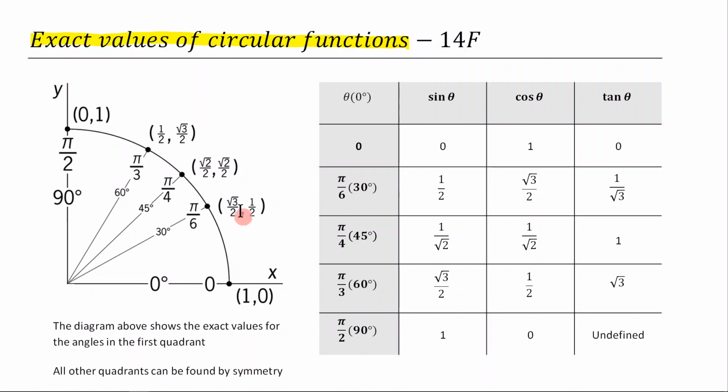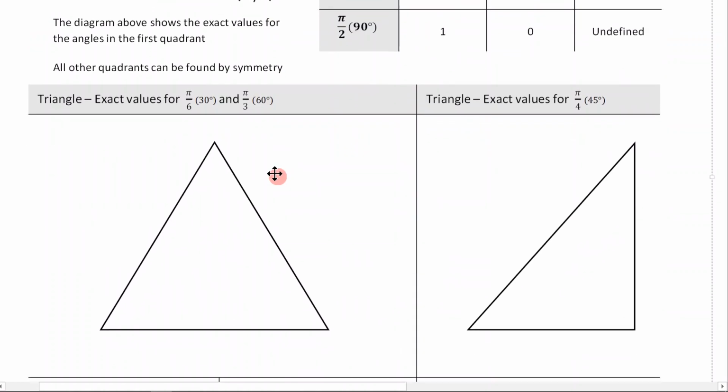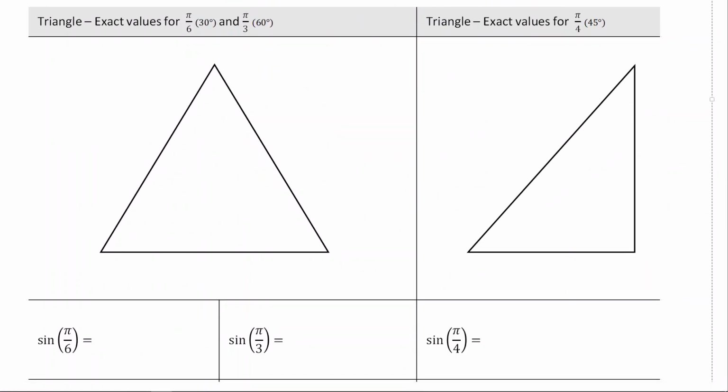Perfect. Now, another way of doing this, instead of just brute memorizing the first quadrant, is to use special triangles. So let's now go through what those special triangles are. So there are two special triangles. One special triangle helps us get the exact values for pi on 6 and pi on 3, and the other special triangle helps us get the exact values for pi on 4. Let's begin by going through this one right here, and I just want you to follow along at first. Don't write anything down because I'm going to rub things out. I'll tell you when to write things down.